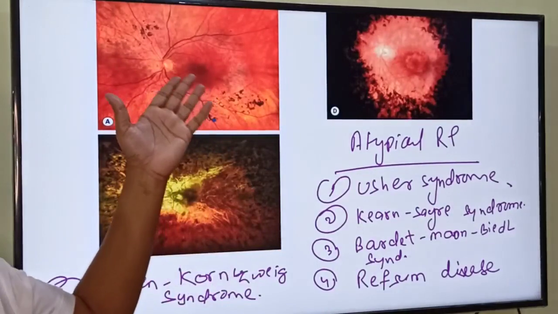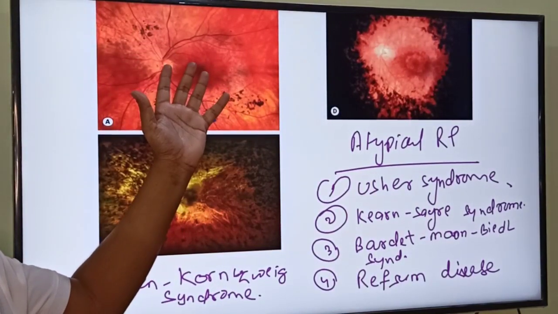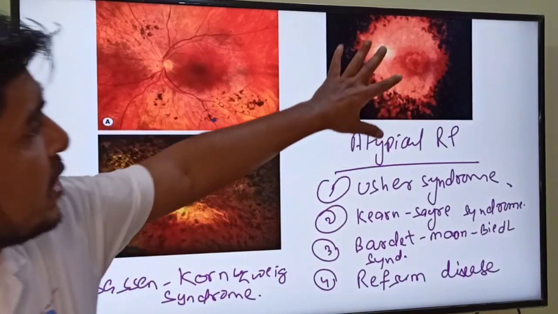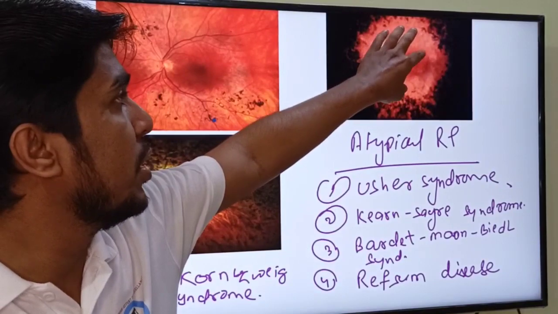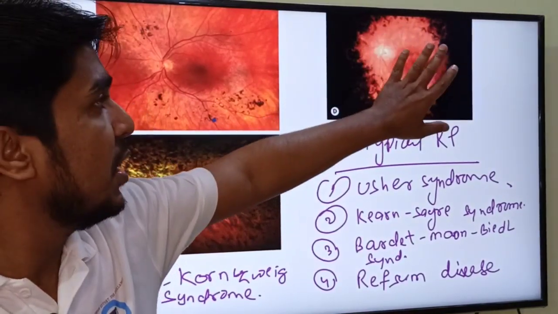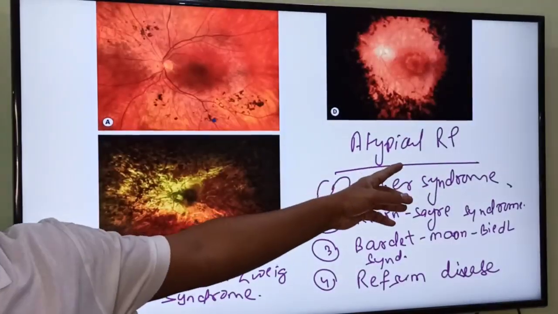I have already told you about this: flecks, pigmented bony spicules, waxy pale disc, attenuated vessels. See, in the advanced disease, the central area is not involved. So even in the advanced disease, the vision is good. This is the atypical retinitis pigmentosa.